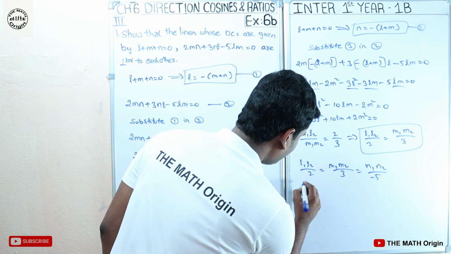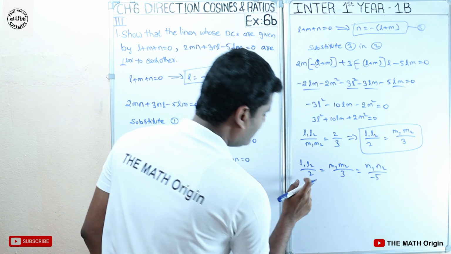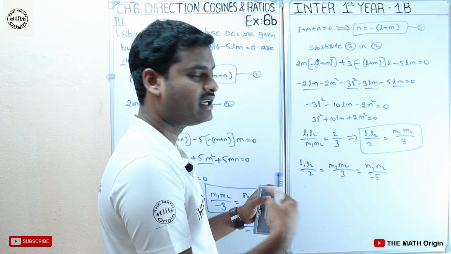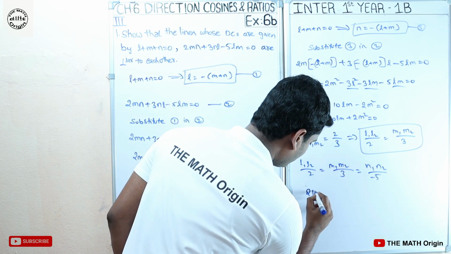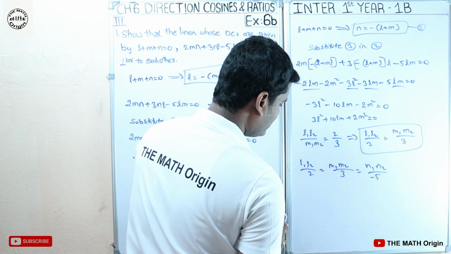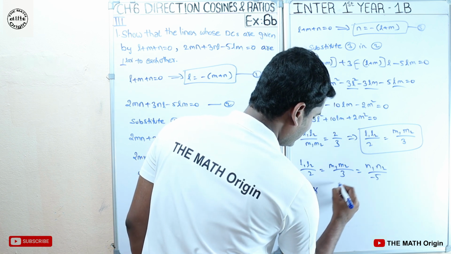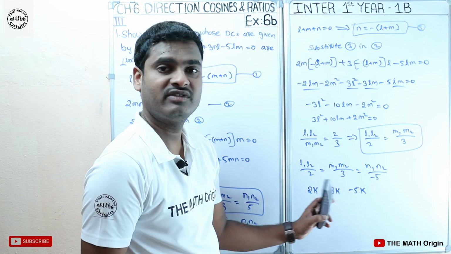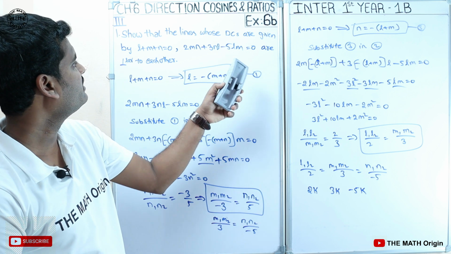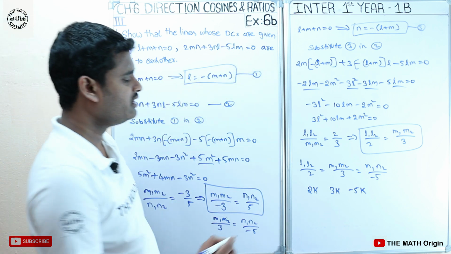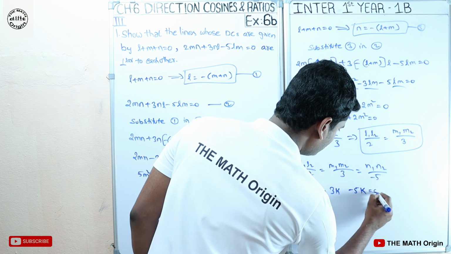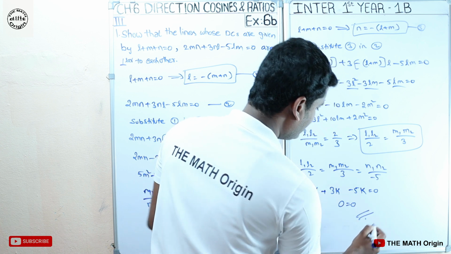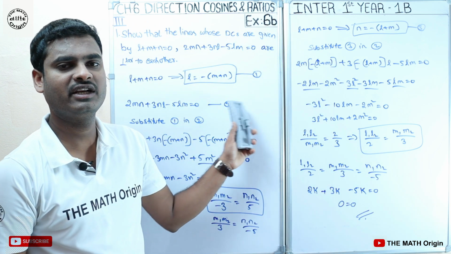As this is L1 into L2, we don't know what the product of it is, so I will take a constant k. Then the value will be 2k, here the value will be 3k, and here the value is minus 5k. Therefore the sum of these products, as these lines are perpendicular to each other, should be equal to 0. 2k plus 3k minus 5k, which is 0, equals 0. Hence the given lines are perpendicular to each other.